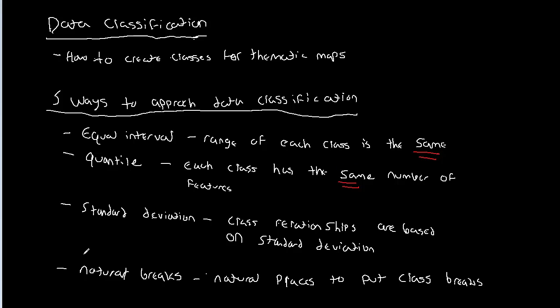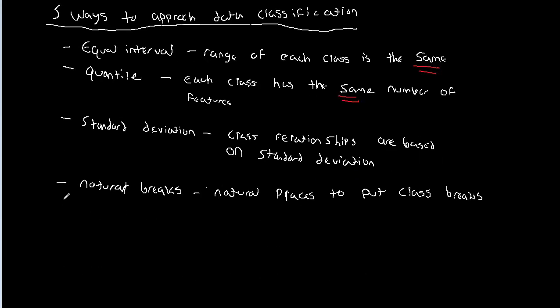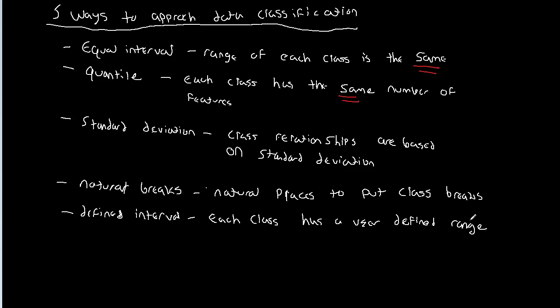And finally, we're going to talk about this idea of defined interval. Defined interval is really similar to equal interval, except equal interval is based on the range of the data set, and defined interval is an interval that you actually specify. So each class has a user defined range.